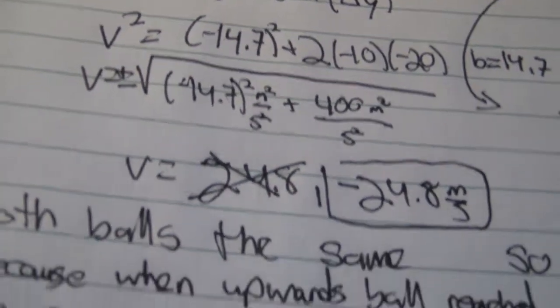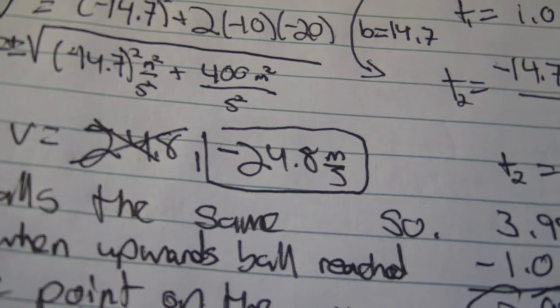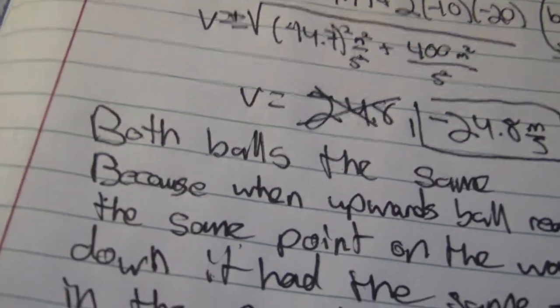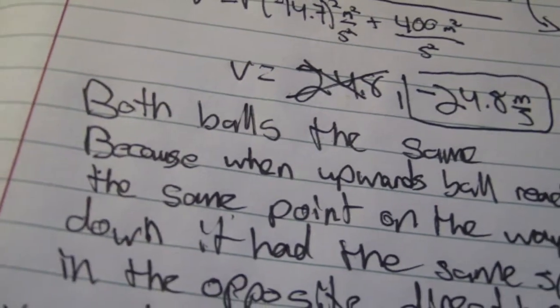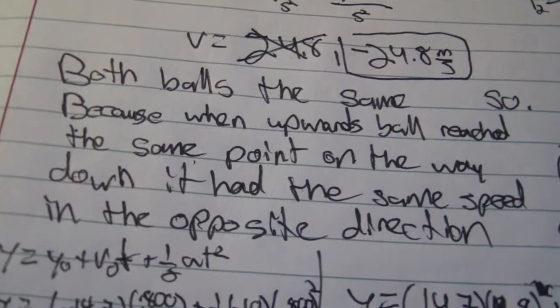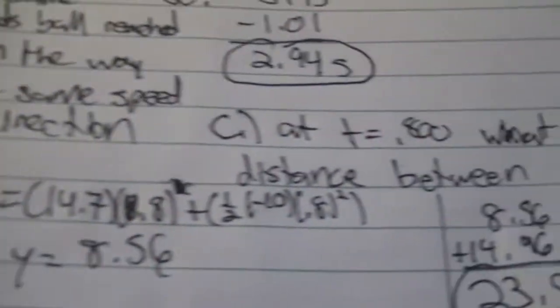If you think about it, they left the hand at the same speed, and by the time the ball traveling upwards gets to the point where it's traveling downwards, it will be traveling at the same speed as when the other one left it. So it will be accelerating at the same rate, and it will hit the ground at the same velocity. And now we're moving on to part C.